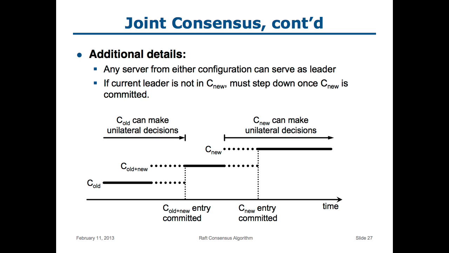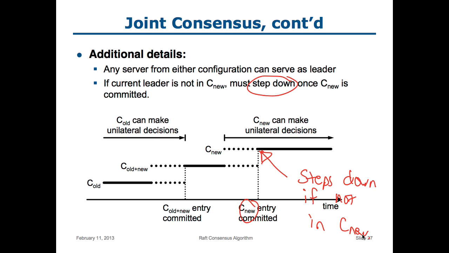First, while we're in transition, it's possible that a server from either configuration can serve as the leader for the cluster. Now there's one tricky thing, which is, what if the current leader is not in the new configuration? Then eventually it has to step down. It can't continue serving as leader forever in a cluster where it's not part of the configuration. And what we do in Raft is that old leader steps down right at this point. Once CNew gets committed, the old leader steps down if it's not in the new configuration.